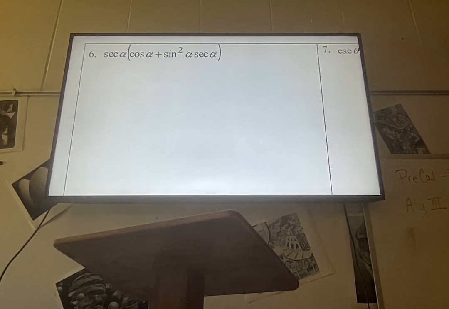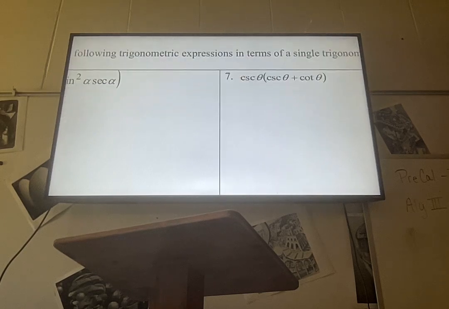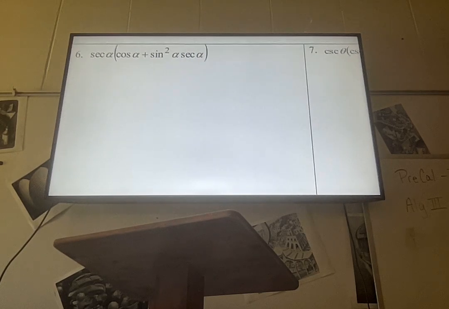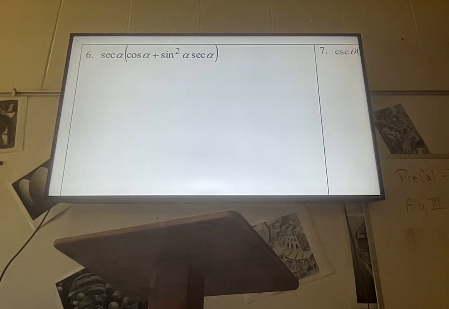Okay, so we're on page 625, doing one of the homework problems, number 6. We are supposed to simplify this. So first step is to get rid of the parentheses. So we multiply through by secant.